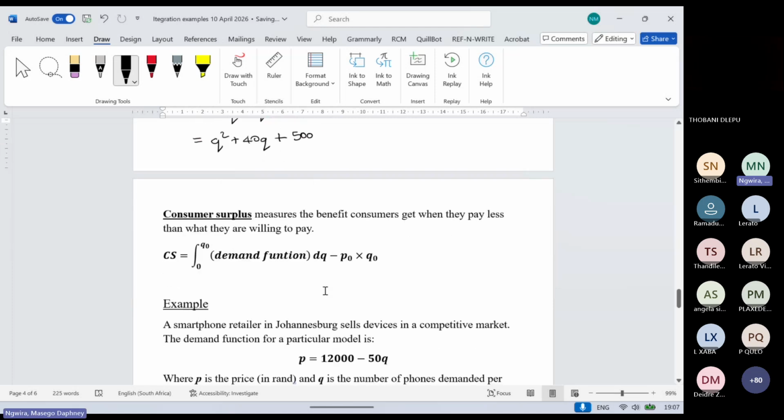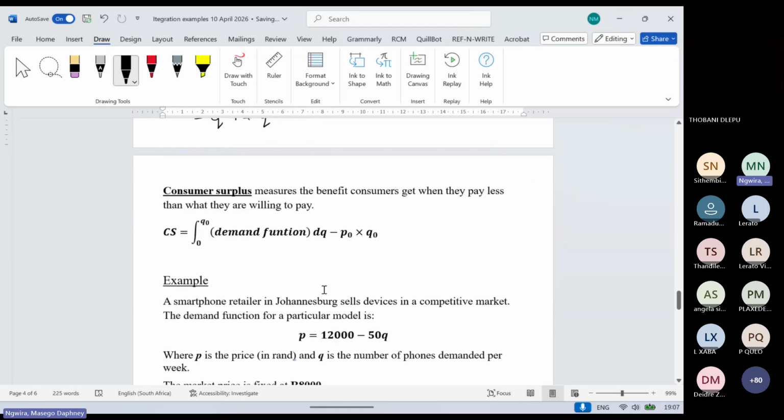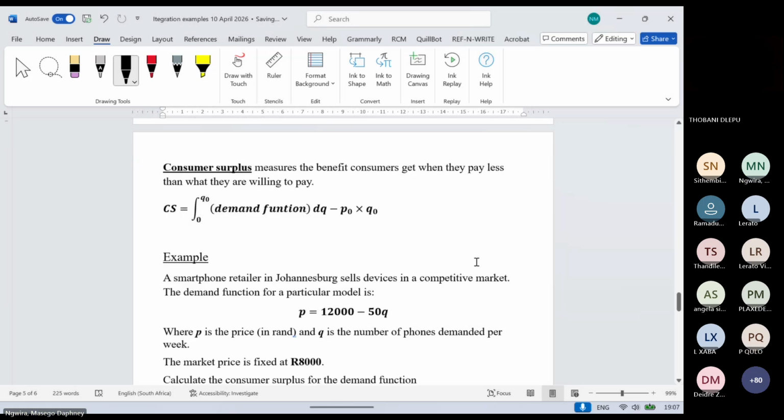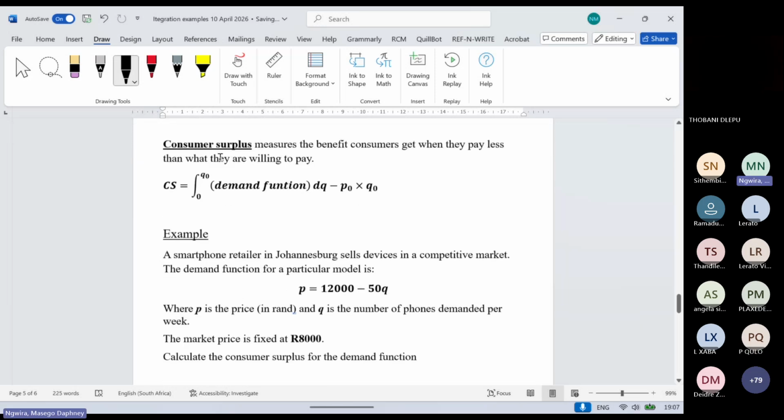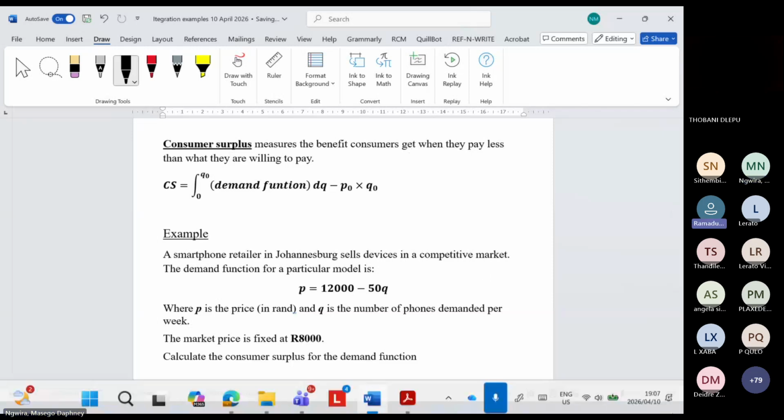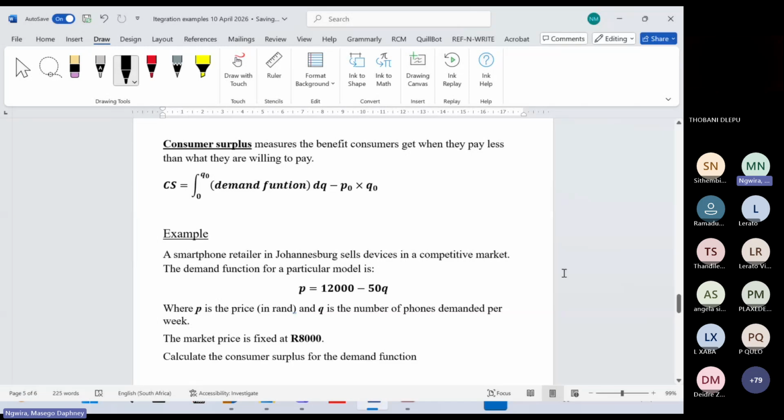Okay. Now let's move on to consumer surplus. Sorry, our class started at 6, ne? Yes. Okay, sorry, I'm confused. This is confusing me, sorry. Okay.